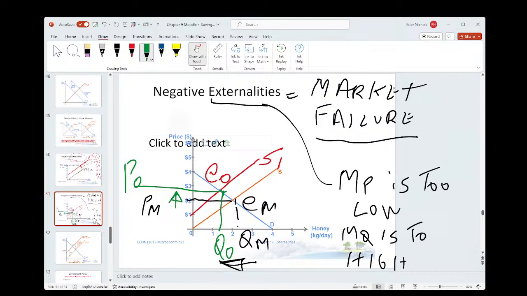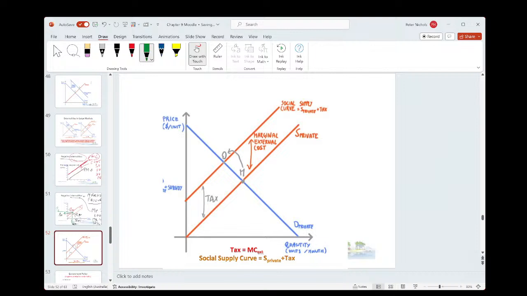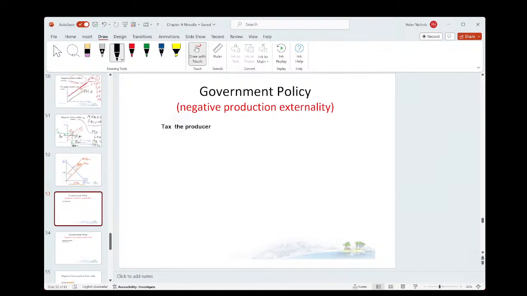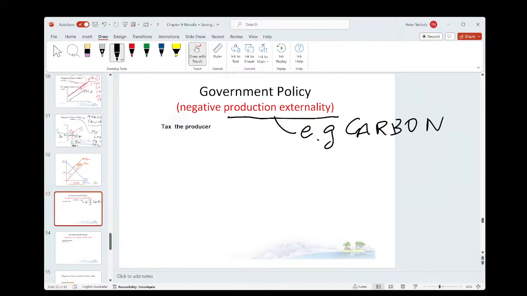So how can we do this? All right, well, I'm going to give you an example here. So I'm going to imagine a product with a negative production externality, e.g., carbon. Imagine that we have, well, we certainly have industries that produce carbon emissions. So what could we do about this? Well, in this country, what we did at one point, and many countries do, is to have a carbon tax.